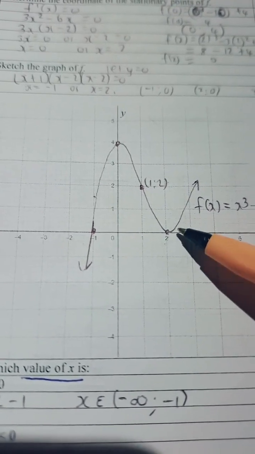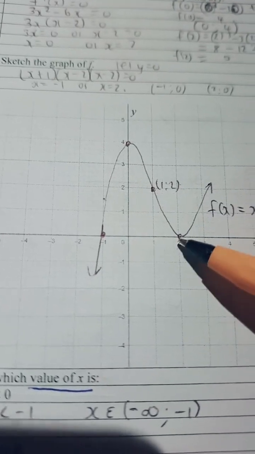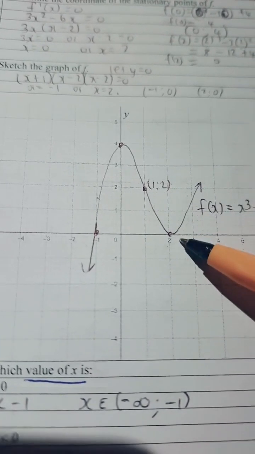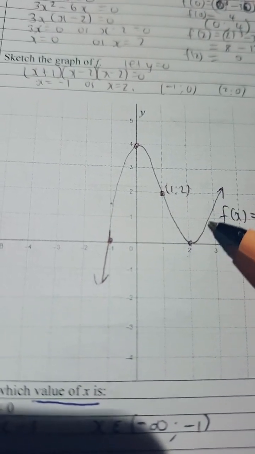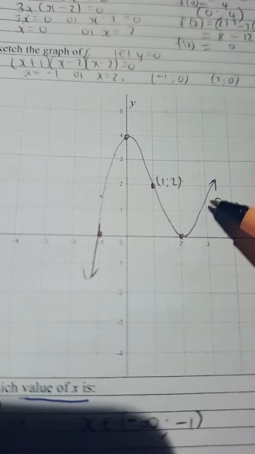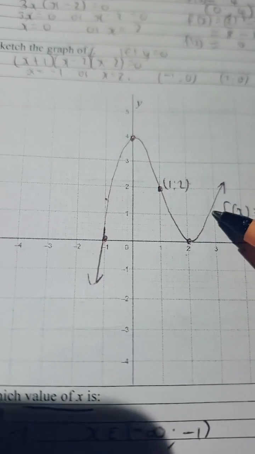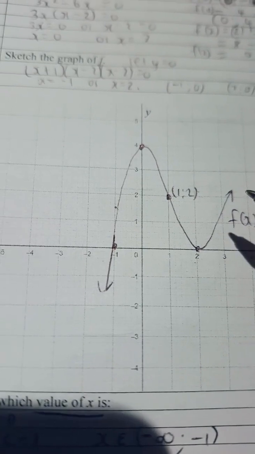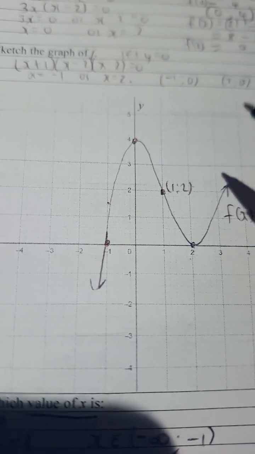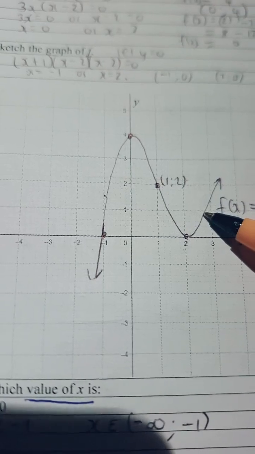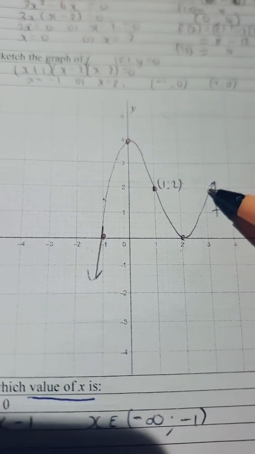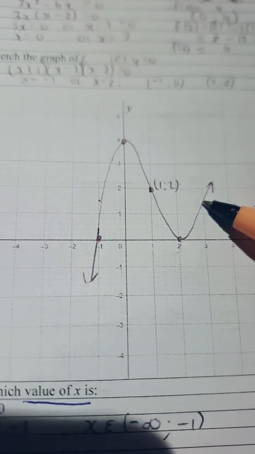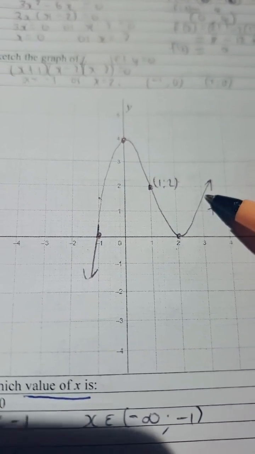Then what's happening here from 2 to infinity? Here we have an increasing function. In other words, we have a positive gradient. So in other words, this is where we would have a positive. f prime x would be greater than 0 here.